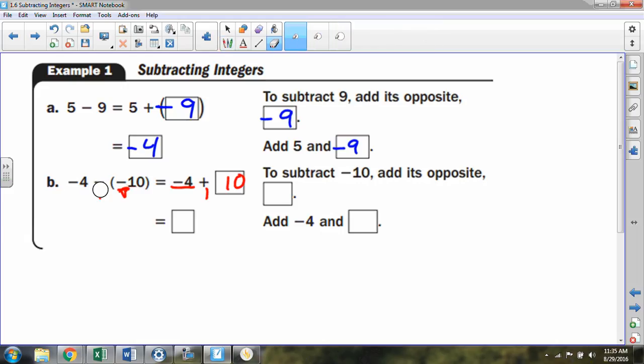And thus we're noting, just cleaning this up a little bit, negative 4 subtract negative 10 is equivalent with negative 4 plus positive 10. So what is negative 4 plus positive 10? 6. Different signs makes us subtract. We've got our answer and we're done.